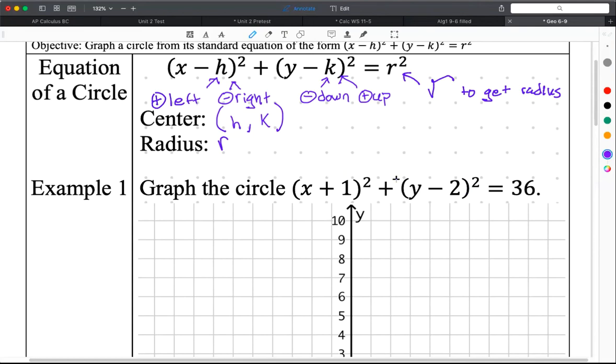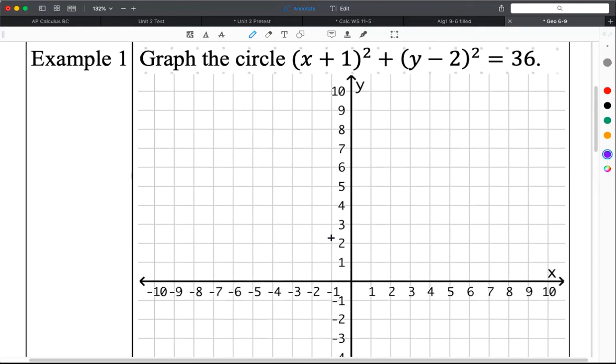Yes, Monse. -1 and +2. There it is. Yeah, you switch them. So I go -1 and +2. So this is our center. Thank you, Monse.